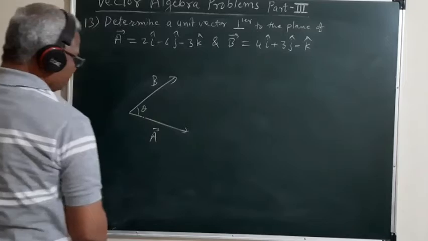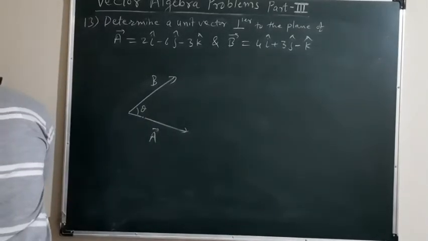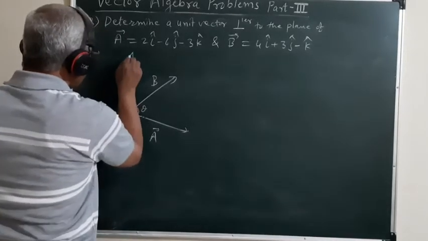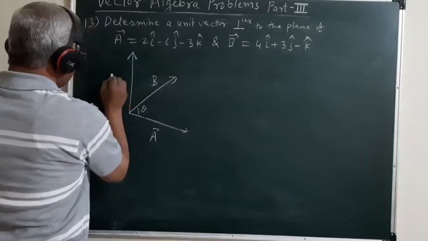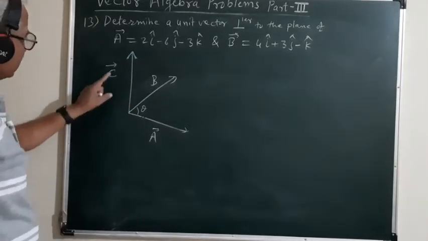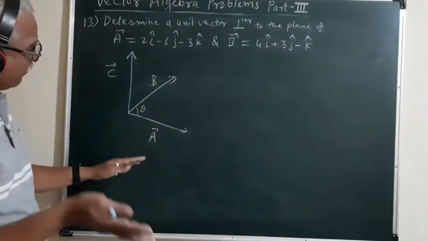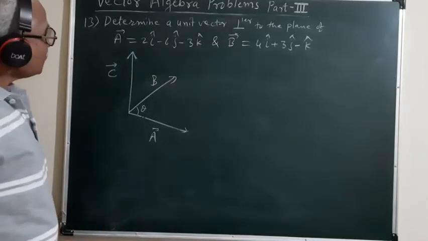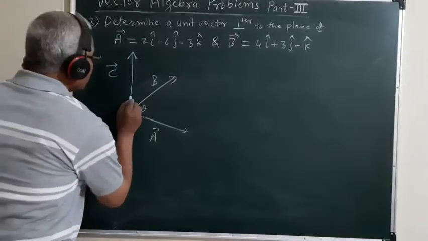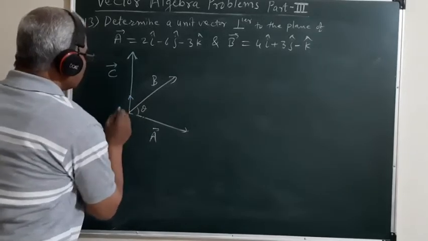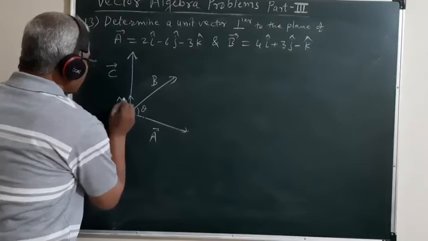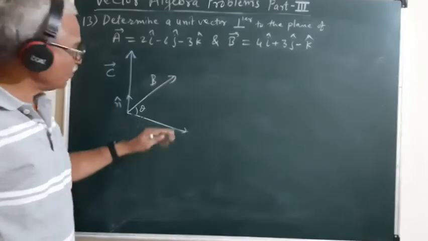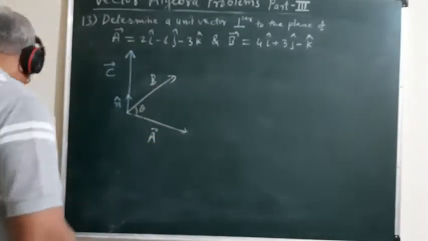Theta is the angle between the two given vectors. So if we draw a vector C bar perpendicular to the plane of A bar and B bar, suppose this is the vector C bar which is perpendicular to the plane of A bar and B bar. We are asked to find out the unit vector in the direction of this vector C bar. Suppose n cap is the unit vector in the direction perpendicular to the plane of A bar and B bar.